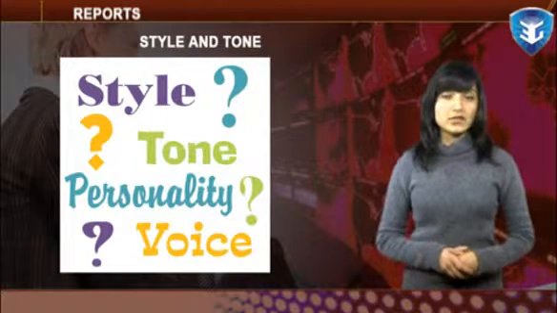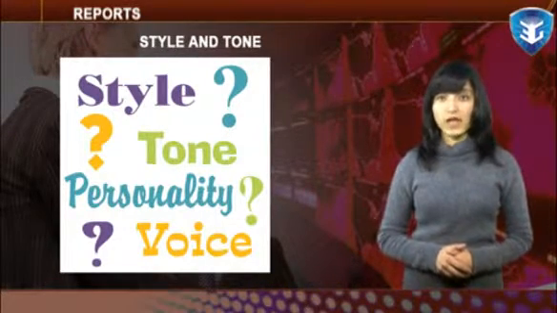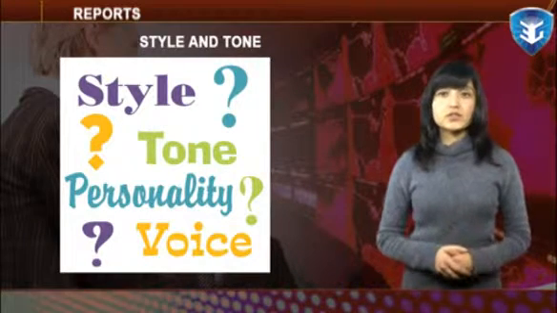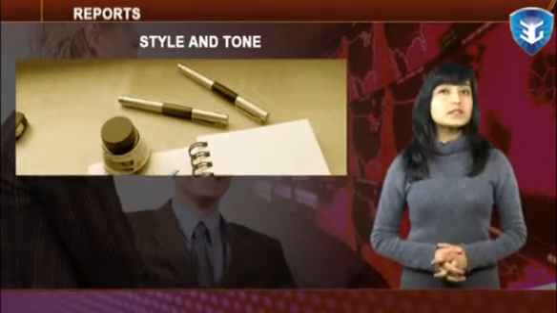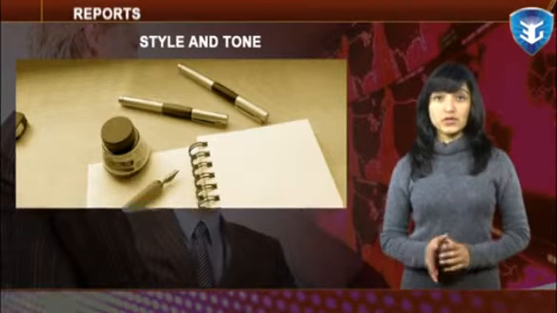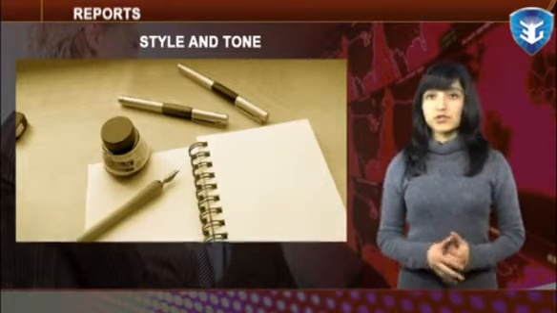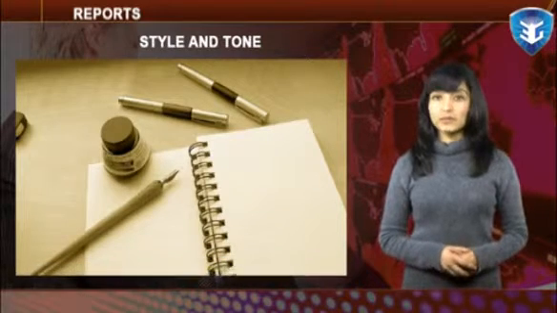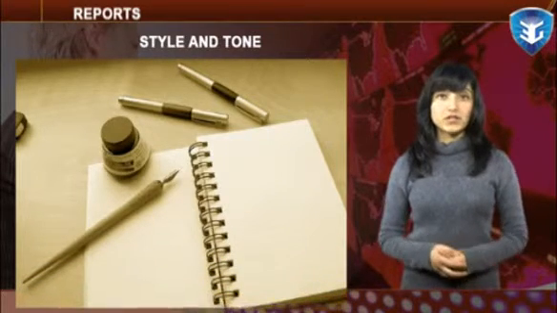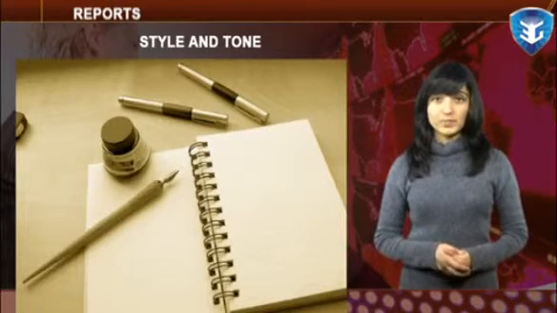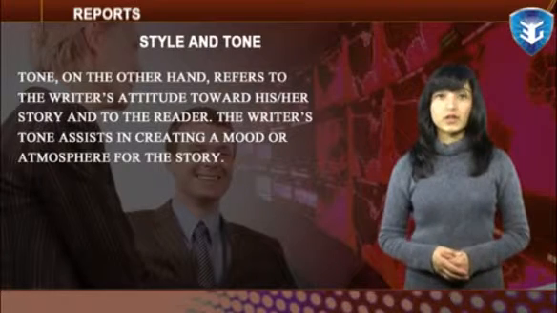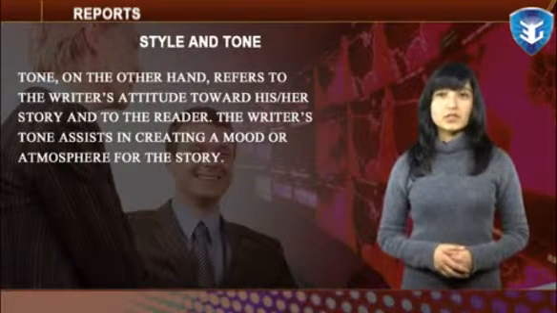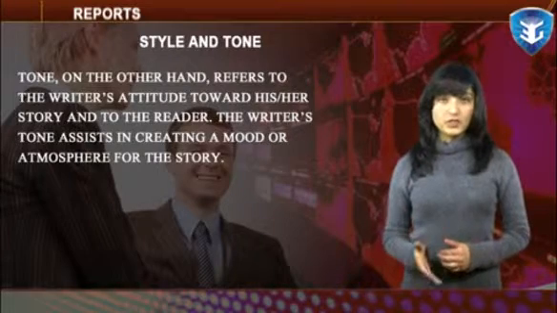Cormac McCarthy in The Road used many sentence fragments and everyday language. He also referred to the main characters as the boy and the man. They were never addressed by name. In fiction writing, the writer's style is also created by the choice of literary devices that are used to create the story, such as imagery, symbolism, allegory, personification, and other figurative language. Tone, on the other hand, refers to the writer's attitude toward his or her story and to the reader. The writer's tone assists in creating a mood or atmosphere for the story.